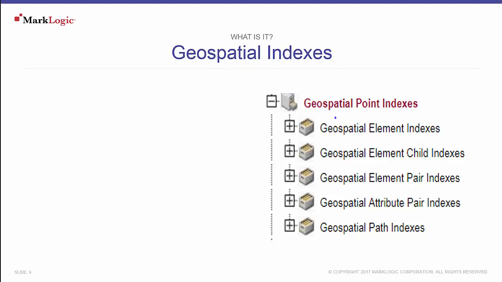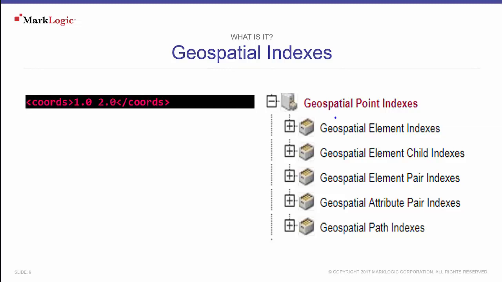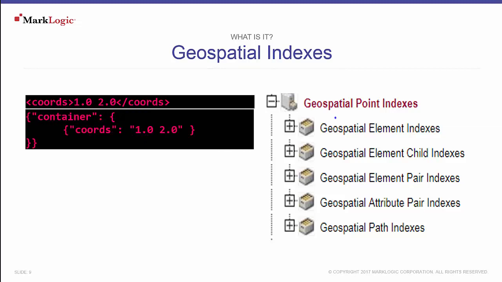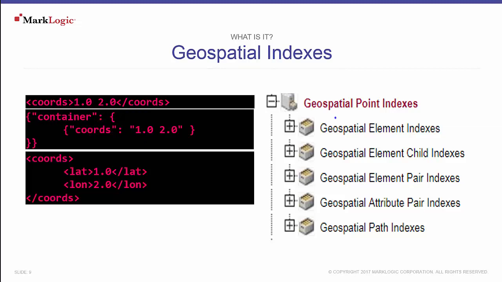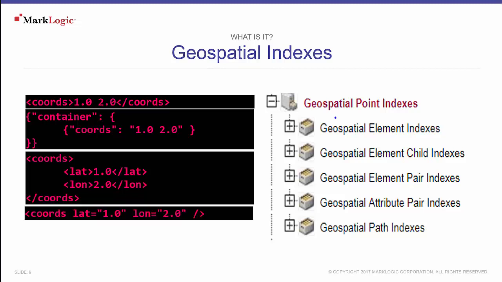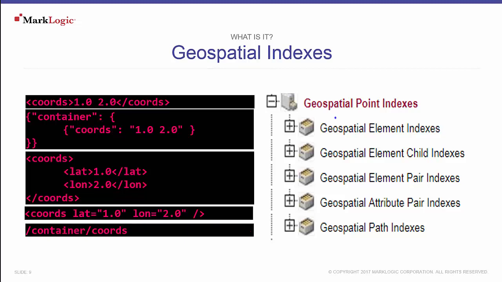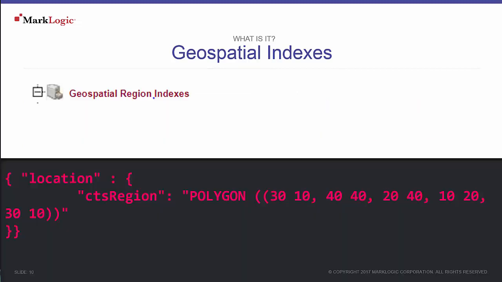If you're trying to decide which geospatial point indexes to use, consider the following. If your data layout looks like this, you can set up an element index. If it looks like this, you can set up an element child index. Use an element pair index for this layout and an element attribute pair index for this one. Or you can simply address the coordinates using an XPath expression.